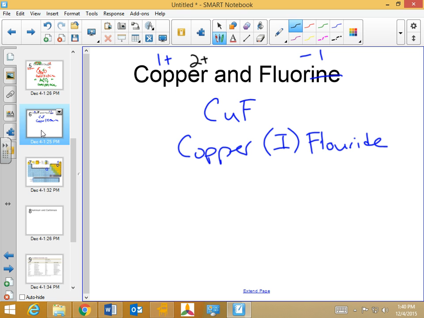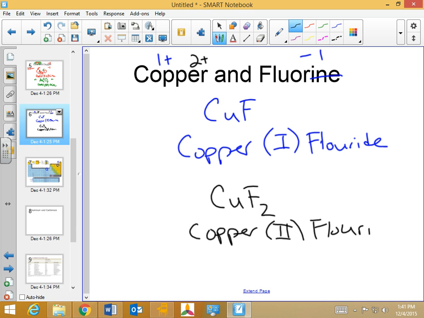If we use the 2+ form of copper, then my formula is going to be CuF2, because now I'll need 2 of those -1 fluorines to balance out the 2+ copper. The name stays the same, except I put a 2 for the Roman numeral. Fluoride. So those are our transition elements. You have to have Roman numerals, not in the formula, but in the names.